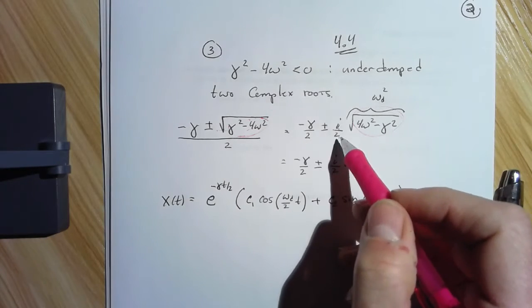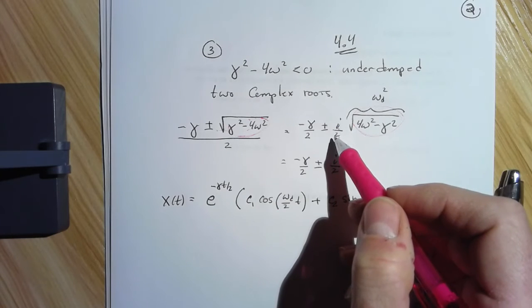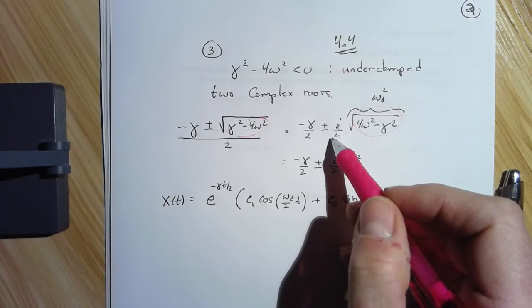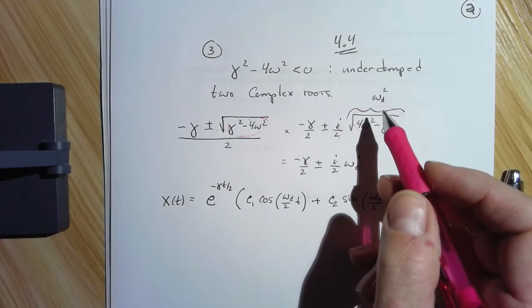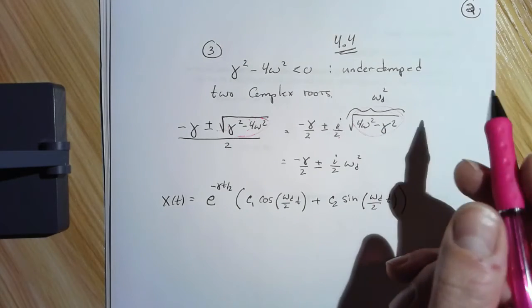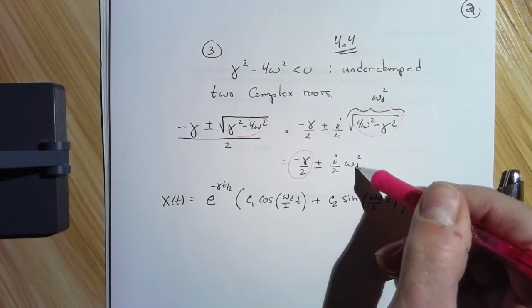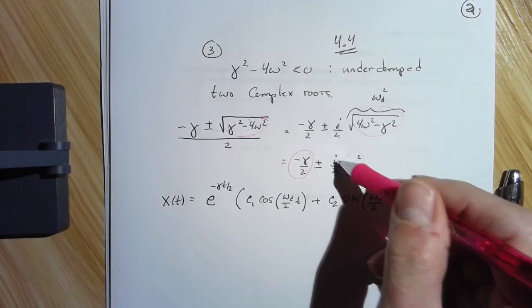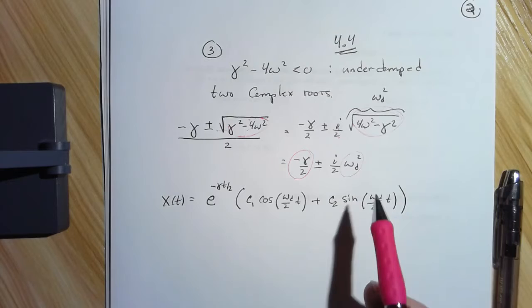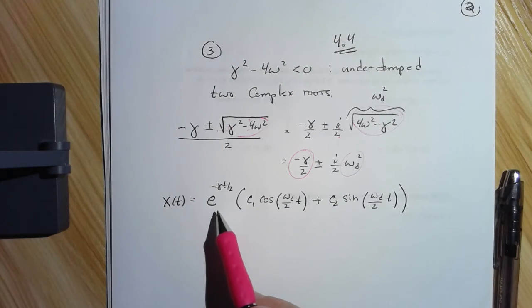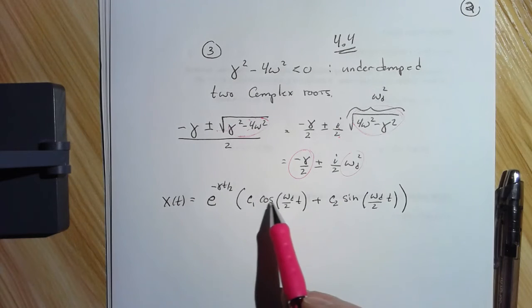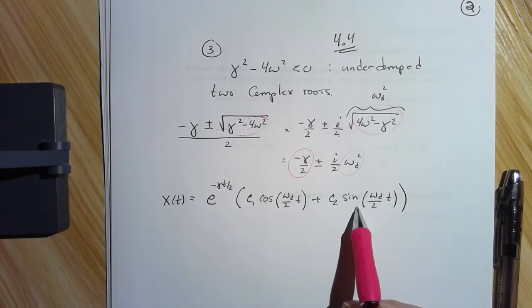And again, these 2's are just pesky artifacts from not defining gamma as 2 gamma equals c over m. It doesn't really matter though. And so I'll get a real number plus or minus my imaginary component times i. Pop that right into your solutions. You'll have e to the minus gamma t over 2, and then a cosine and a sine.